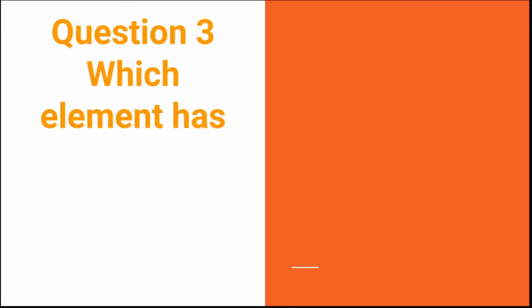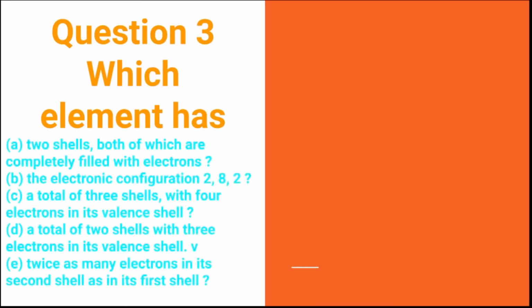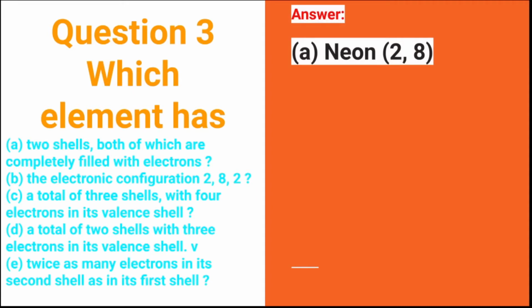Question number 3. Which element has two shells, both of which are completely filled with electrons? So children, the first question is, which element has two shells, both of which are completely filled with electrons? The answer is neon. Neon has an electronic configuration of 2,8.